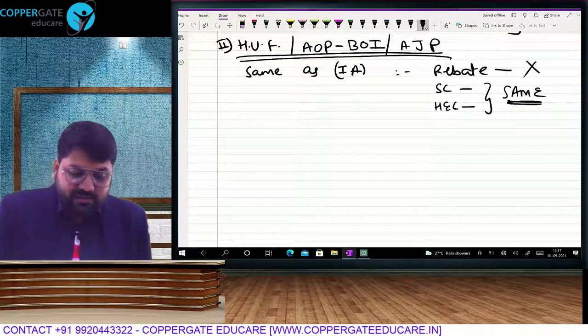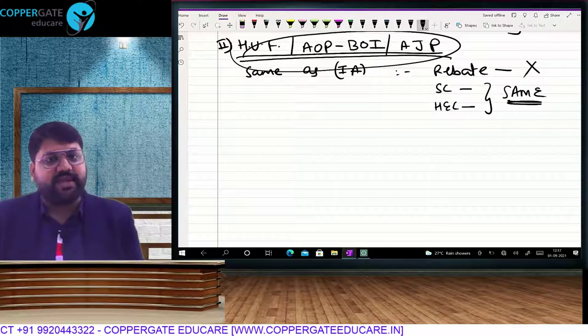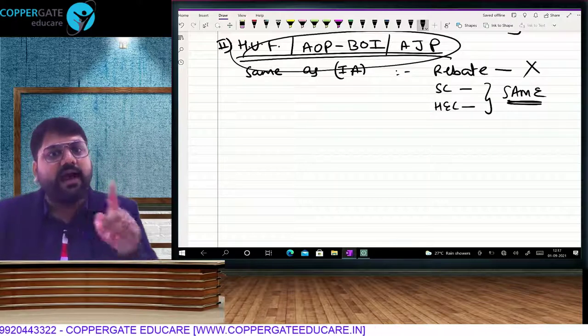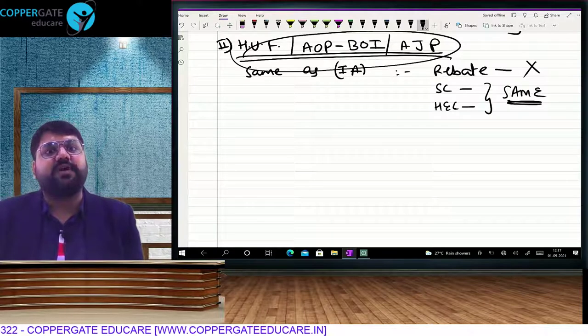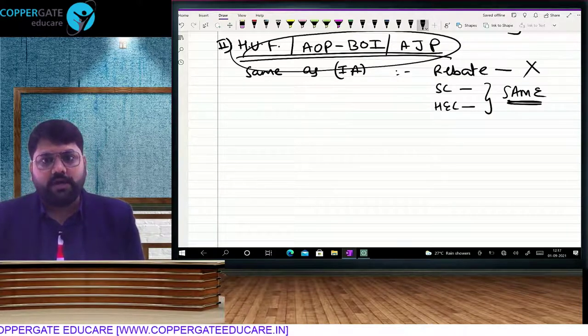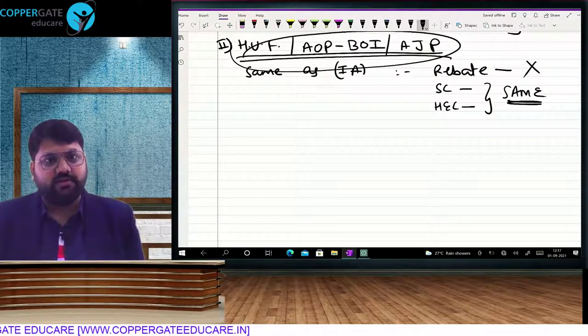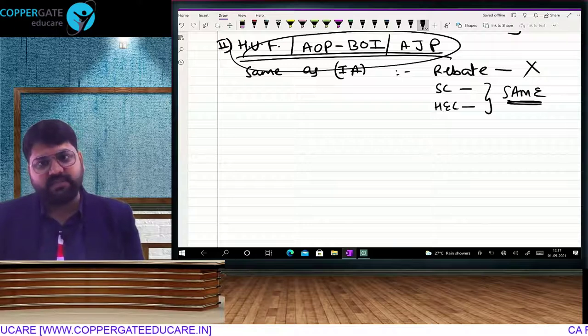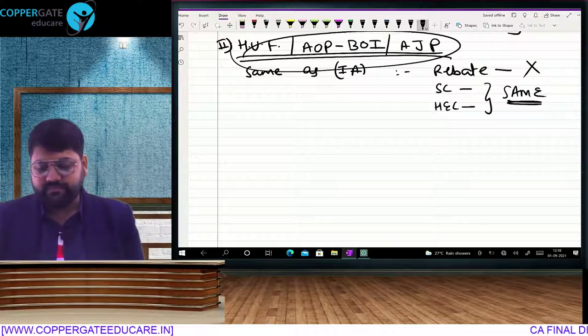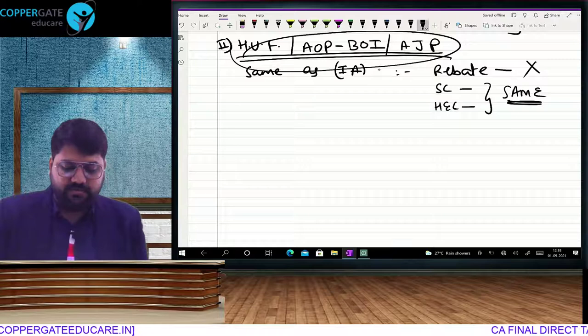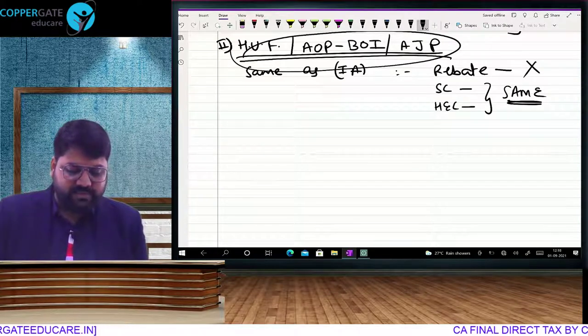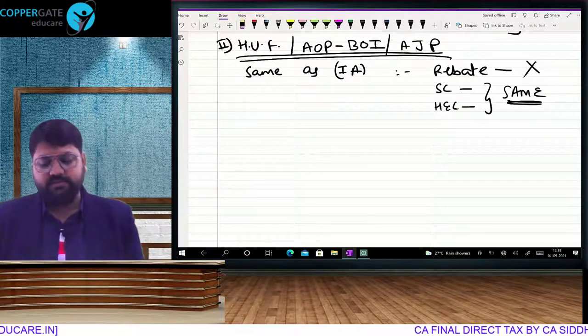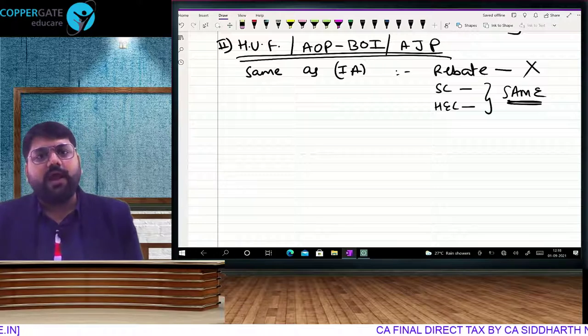So listen, these assessees will have surcharge after 50 lakhs. Only firms and companies will have surcharge after 1 crore. Other assessees will have surcharge after 50 lakhs. And SES will come always 4%, for all assessees. Absolutely same.